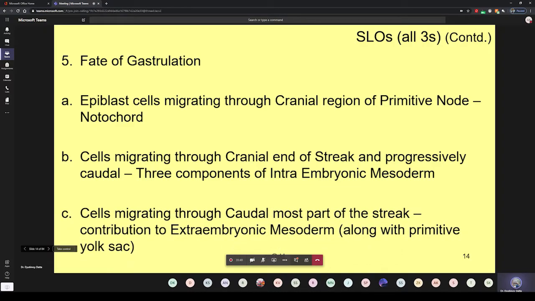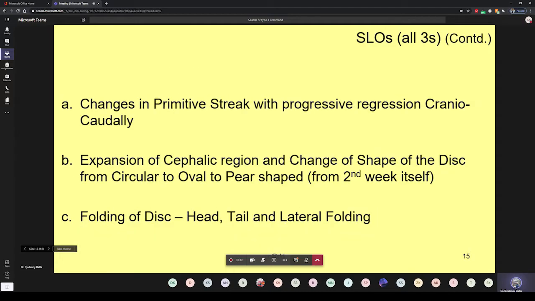And last but not the least, cells migrating through the caudalmost part of the streak contribute to extraembryonic mesoderm, along with the primitive yolk sac. You know why this is important? That so-called extraembryonic mesoderm with the primitive yolk sac will come into play when you learn about the placenta, the connecting stalk and the umbilical cord. Okay, fine. So let's proceed, and I'll again summarize to you.